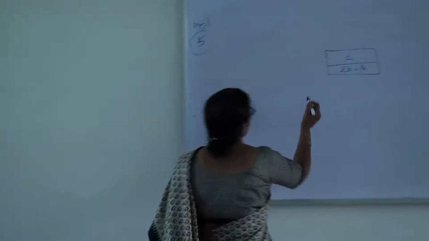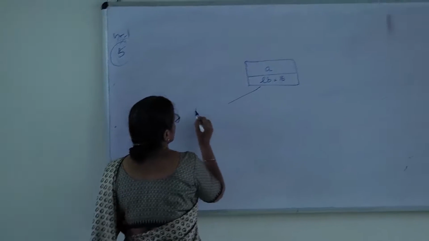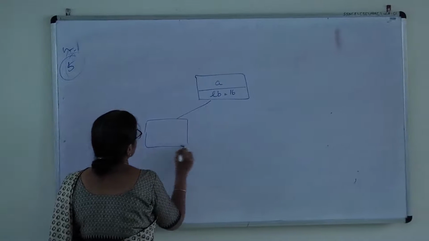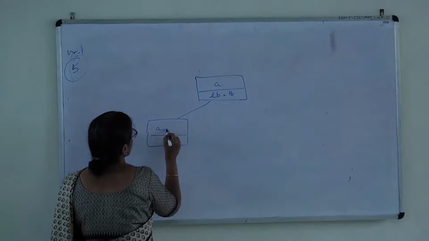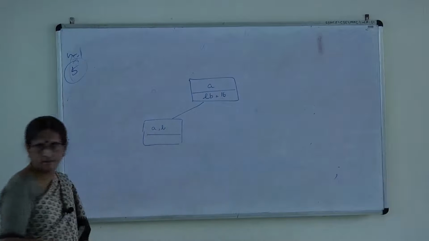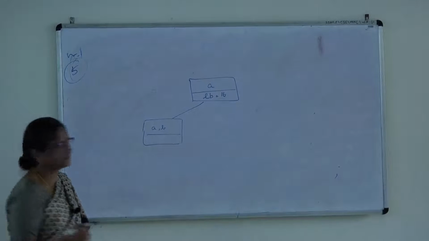So the constraint is B should be visited before. Okay. Then from A, what are the possibilities? Where all can I go? I can go to B. I will show this as A, B, because it is the listing of vertices.